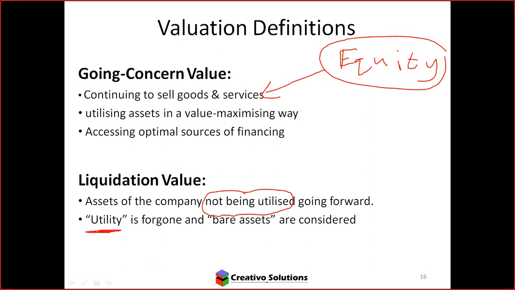Then the utility is foregone, and only the bare assets are considered. Remember in economics they talk about utility, the benefit you get from using something. If you can't use something, that's no longer part of the equation, and you can only sell it for what it is. That's basically what we said earlier. A vehicle that has been in a car accident and cannot move, it's idle, it's stationary, needs to be written off. That's the bare asset. So writing off a bare asset would be the scrap value, versus if the car could still run and you'd be able to get something more for it.